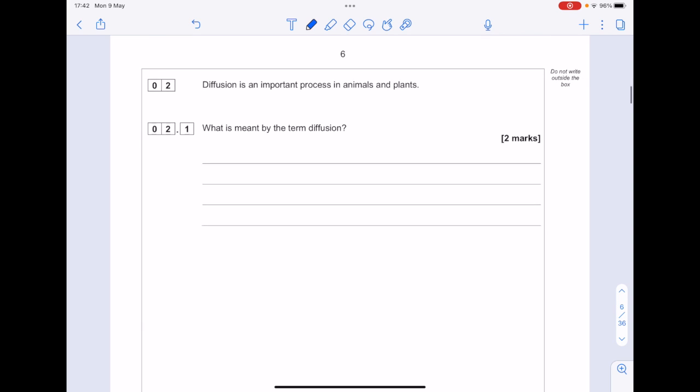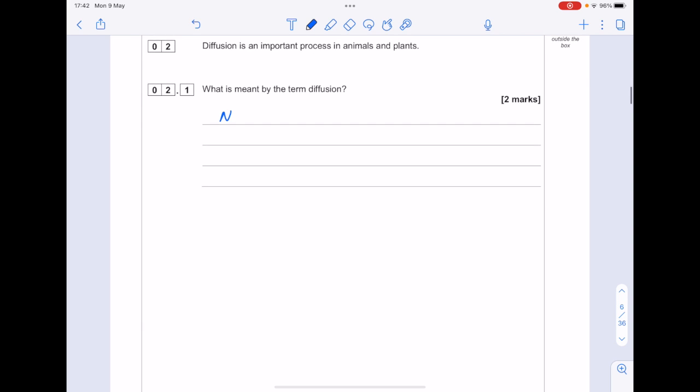What is meant by the term diffusion? Well, it's the net movement of particles from an area of high concentration to an area of low concentration.